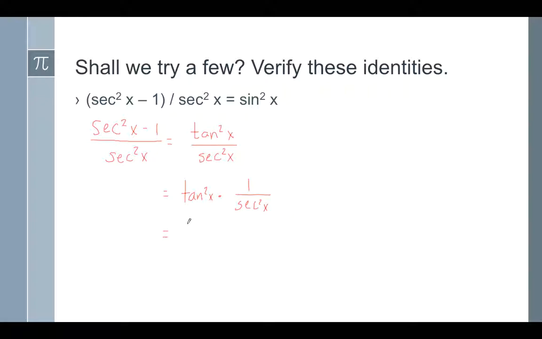So tangent squared becomes sine squared over cosine squared. And I know 1 over secant is cosine squared over 1, if you want to write the 1. And here I can cancel, and I'm left with sine squared x, and guess what? That's what I wanted. I wanted sine squared x, and therefore little check mark means we are done. We have verified that this statement is true.